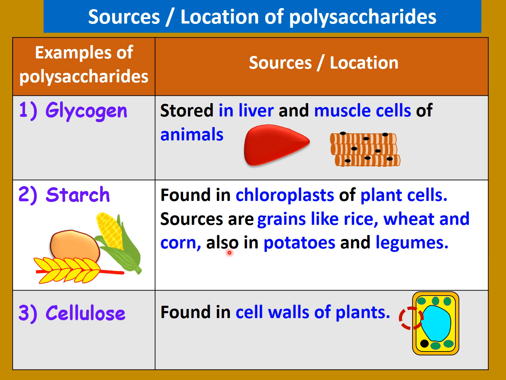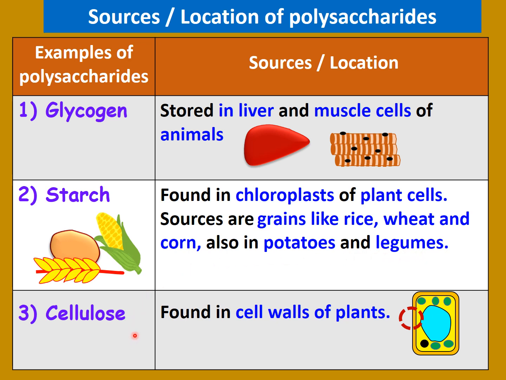Also, starch is found in potatoes and legumes. Legumes are the plants from the bean family and the pea family. For example, long beans, soya beans, and so forth. All these do contain some starch.